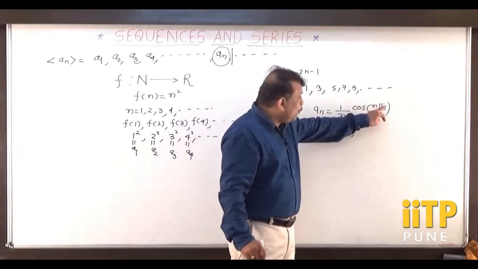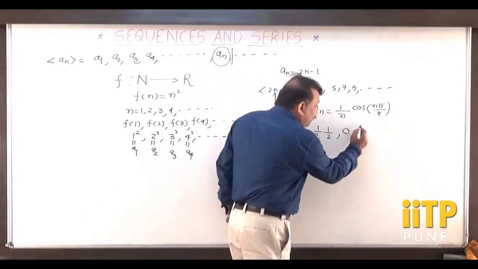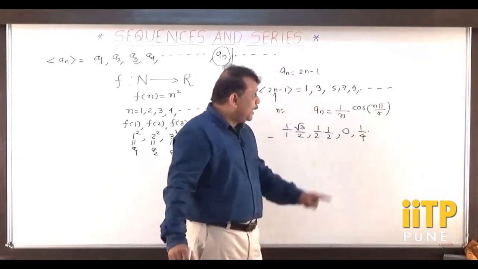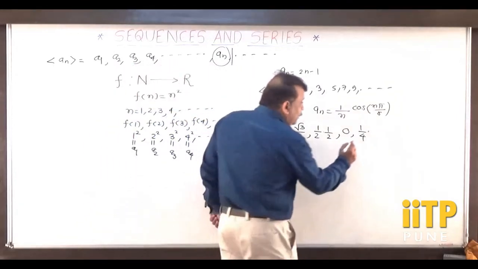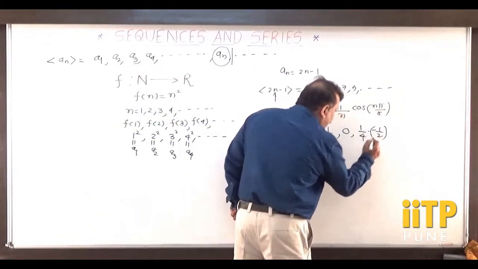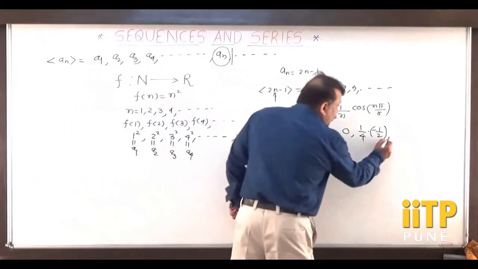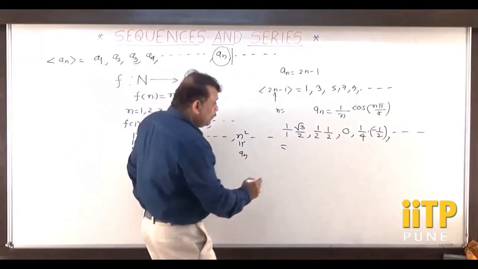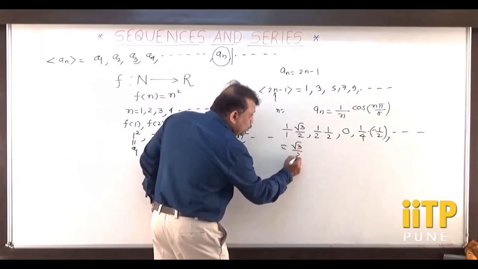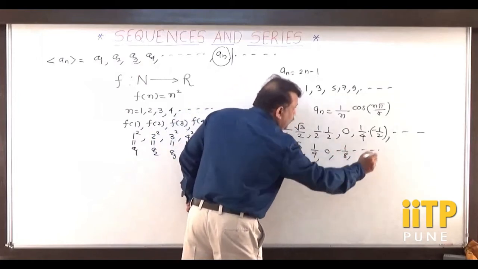4. 4 pi by 6, that is 2 pi by 3. So 1 by 4 we have already multiplied by cos 2 pi by 3, which is minus half. So here I am getting the fourth term as 1 by 4 into minus 1 by 2, and so on. So this way I am getting the sequence which is root 3 by 2, 1 by 4, 0, minus 1 by 8, dot dot dot.